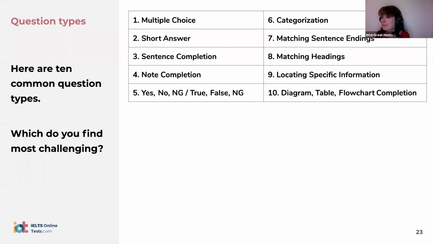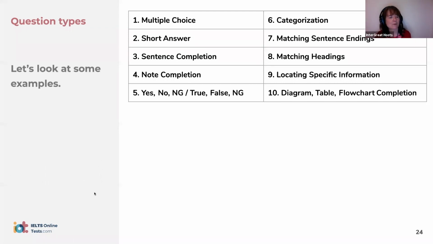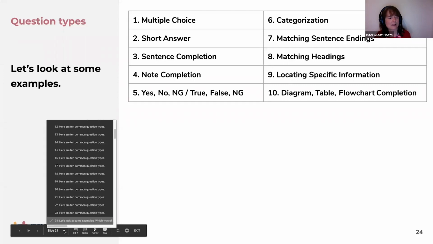And we do have another webinar, and in that webinar, we do look specifically at matching headings. But again, a lot of people find the true, false, not given very difficult. And it tends to be the not given and the false. I'm very well, Mantha, thank you very much. So that's what we're going to look at now.